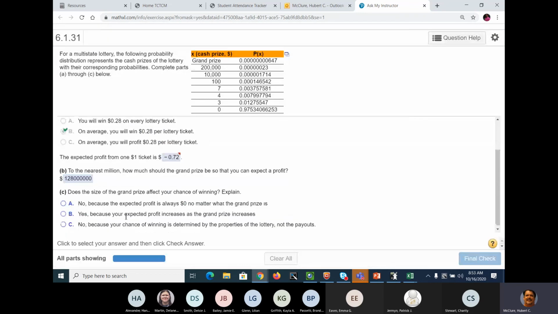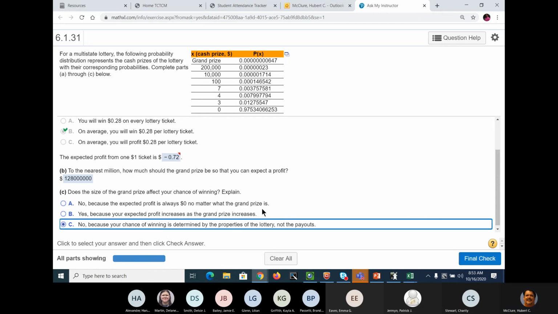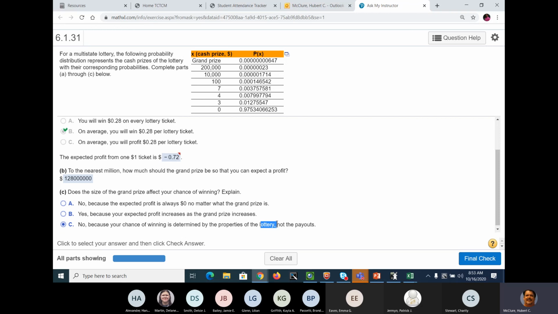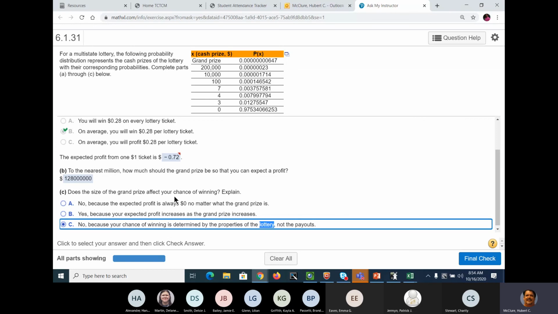Does the size of the grand prize affect your chance of winning? I believe it does, but the answer is no, because it's left up to the lottery. So remember the lottery right here. Remember that word. In this homework question, make sure you type the word lottery. The other ones don't have lottery in it.